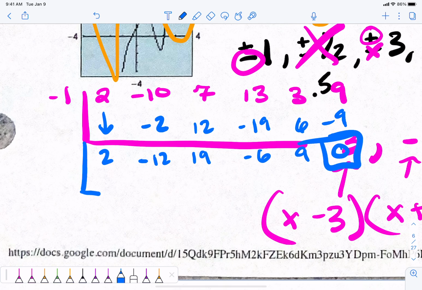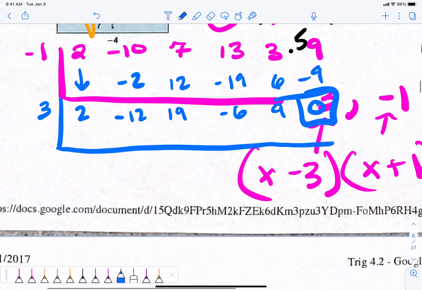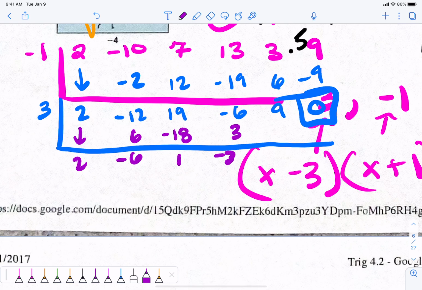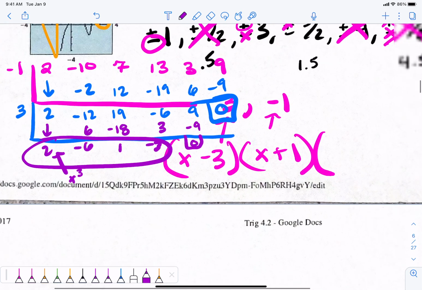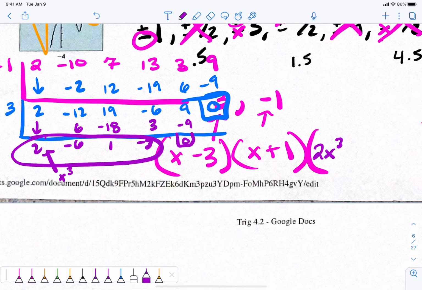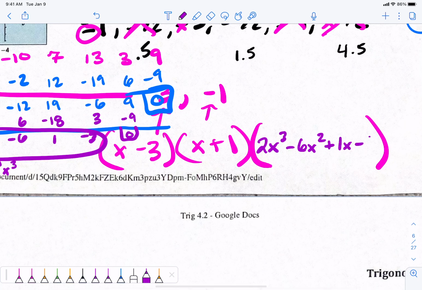Okay, anyway. All right. Go down to the next one. Let's do 3. 3 goes next. Okay, we're just branching off of him. 2 goes down, then 6, then negative 6, then negative 18, then 1, then 3, then negative 3, then negative 9, then 0. Okay, so let's put our numbers back in there. This is what's left over. What is the x on the 2? The third, right? Because we divided 2 of them off. All right, so that's it. 2x to the third minus 6x squared plus 1x minus 3.